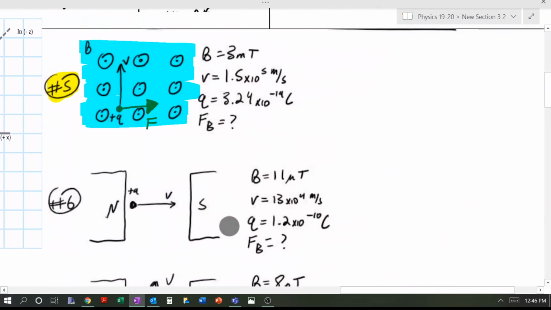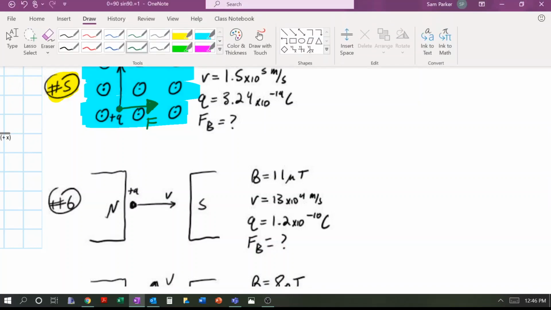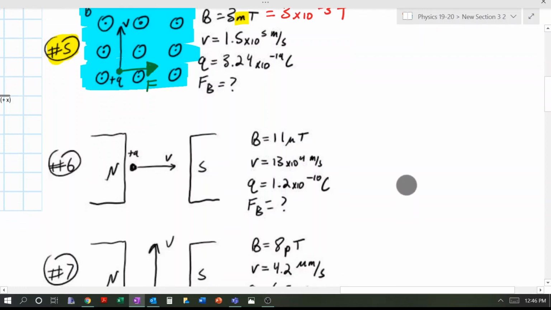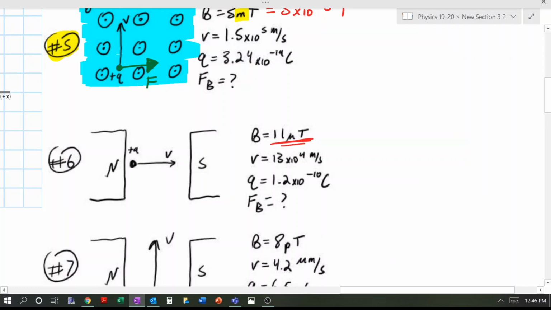Now, the other thing I want to talk about is conversions. We've done metric conversions before. You should know how to convert these units. So let me show you a few of these. This is 3 millitesla. That needs to be converted to 3 times 10 to the negative 3 Tesla. Some other things. This is microtesla. So that is 11 times 10 to the negative 6 Tesla. So use your metric prefix chart.